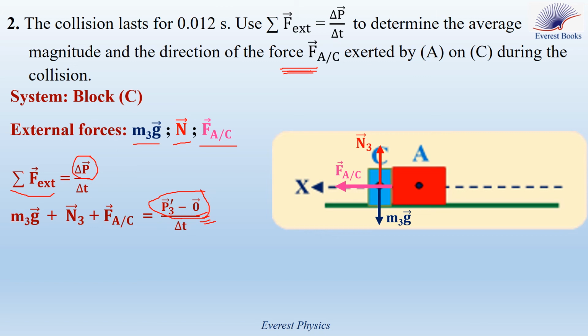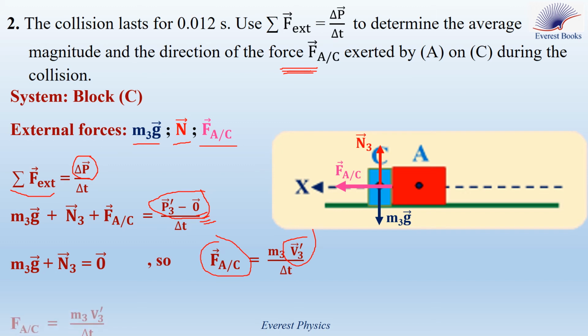Now, look at the figure. m3g and N3 are vertical forces, so they do not participate in the horizontal motion of the two blocks. So, m3g plus N3 is equal to 0. This is going to be FAC is equal to m3 v3 prime over delta T. m3 is the mass of the block C and v3 prime is its velocity right after the collision. Now, v3 prime and FAC have the same direction.